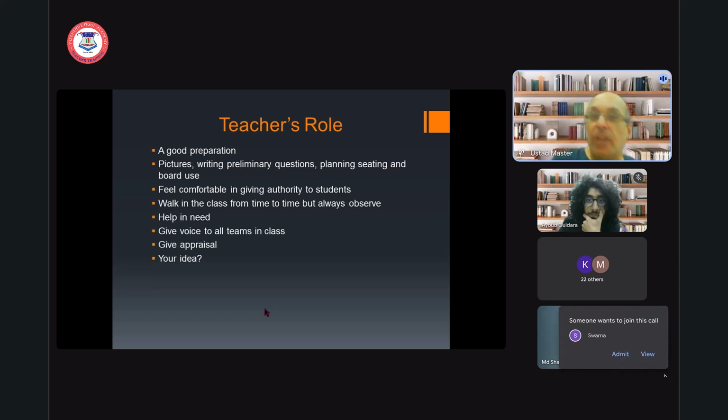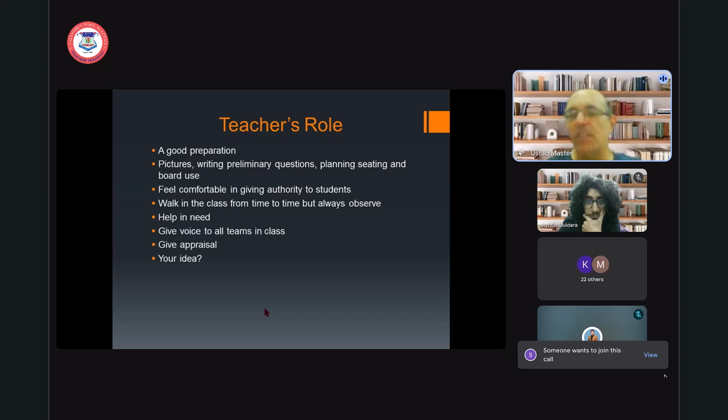If they are not on the job, depending on your rapport with the students, you can make them come back to the task. And if they need help, never hesitate. Immediately go and ask what's wrong, and give your maximum help with the question or the problem. If you are making pair work or group activities, please give voice to every team in the classroom so that nobody is left behind.